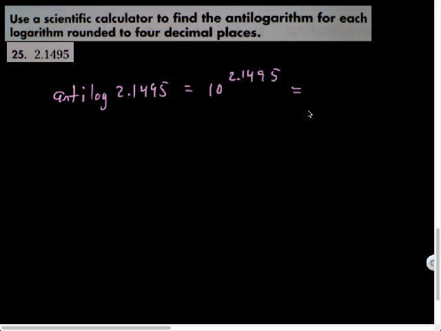If I hit second log on a calculator, typically the 10 to the, a base 10 exponentiation, is by default what we get. So 2.1495, and I get 141.0912. Right, so not too bad.